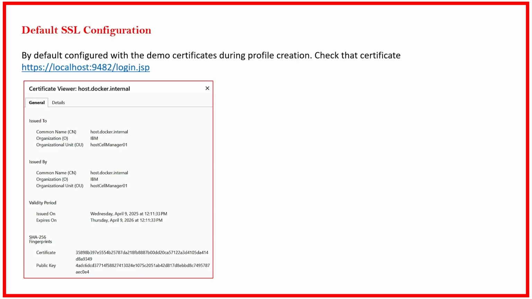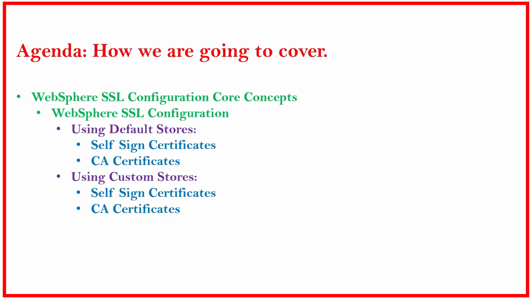By default, when we create the profile in WebSphere, it is configured with the demo certificate. When you access any URL, for example the admin URL, you can go to the browser and check the certificate, and you will see the details of the default SSL certificate. But you will get a security prompt when you access it over the browser. So we need to configure it with a third-party CA certificate if we would like to avoid these security prompts, so that your customer can also get the trust.